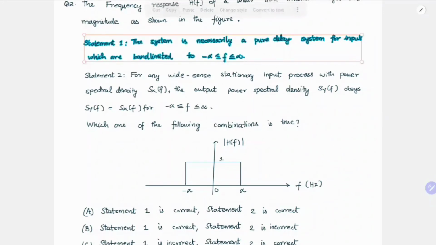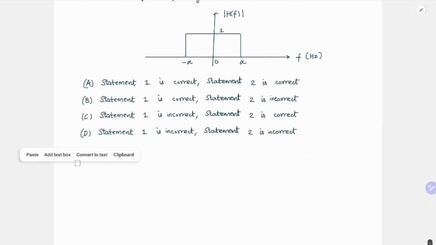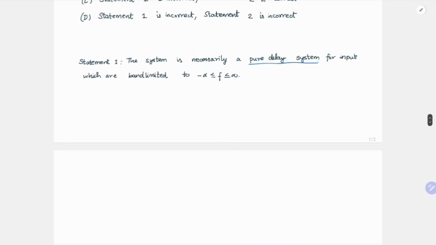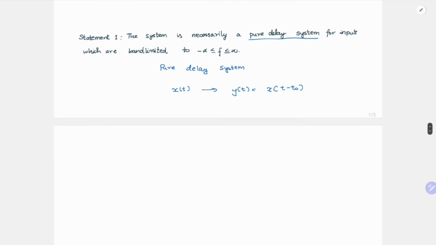First let us take statement 1. Statement 1 is talking about a pure delay system. So what is a pure delay system? If we give the input x(t), the output y(t) should be a delayed version of x(t), that is x(t minus t naught). So in the frequency domain, how will this look? Your Y(f) will be nothing but e power minus j 2 pi f t naught into X(f), right?